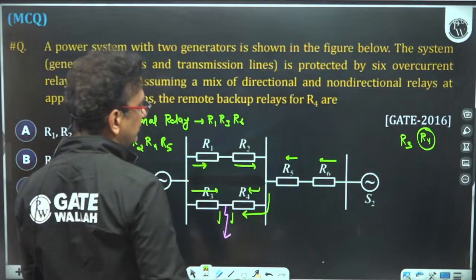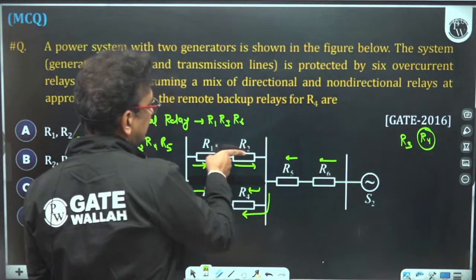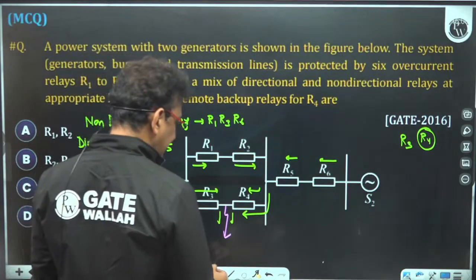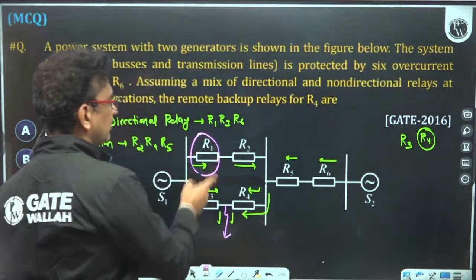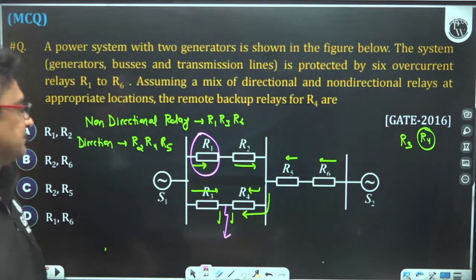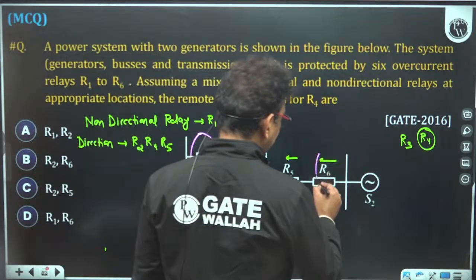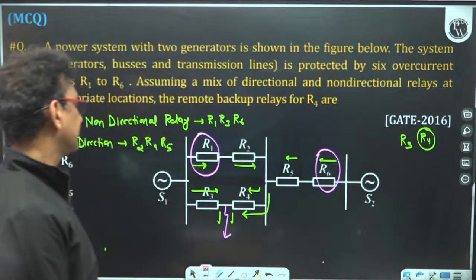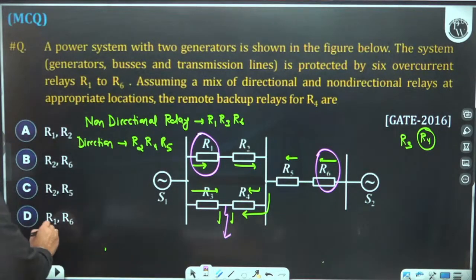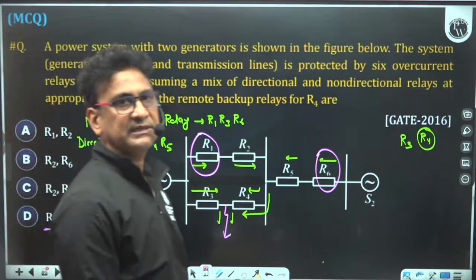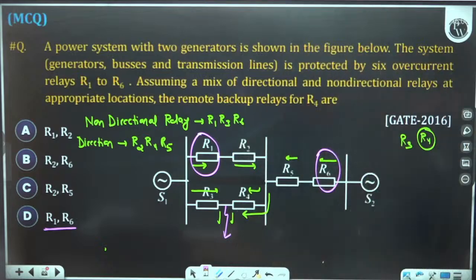R2 also does not operate because current is flowing in the normal direction only. But R1 will operate because it is a non-directional relay. It will operate whether current is flowing in the normal direction or opposite to it. R6 will also operate because it is also a non-directional relay. So if R4 fails to operate, then R1 and R6 will operate. R2 and R5 will not operate because they are directional relays. They can operate only when the current flows in a particular direction. Clear?